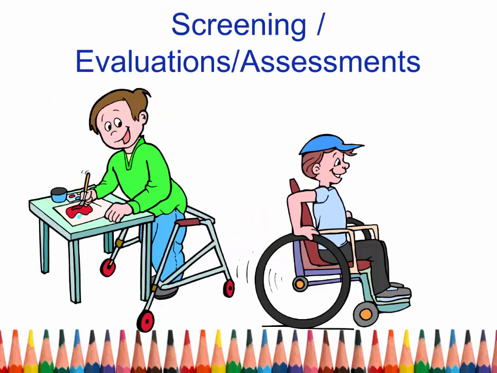Once a child is referred to OT, sometimes the children are screened kind of borderline. They're not really sure whether or not they would qualify for services, if they need any services. So they might do a screening, and we'll talk specifically about that here in a second. Or they might do a screening that would say yes, they would benefit, and they'd have to do a comprehensive evaluation. I'm going to distinguish the difference between evaluation and assessment.